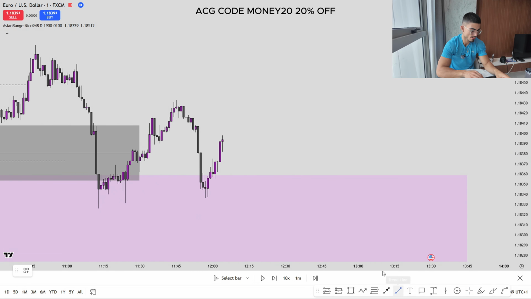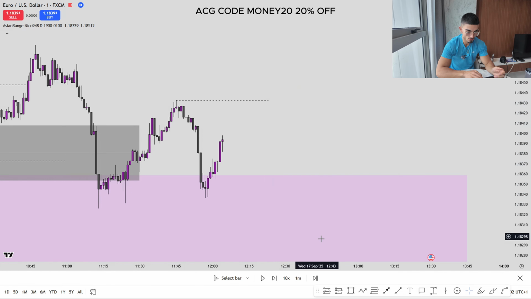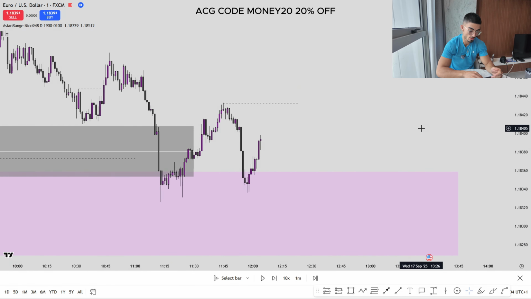but the change of character for this position, and this is kind of where it does get tricky, would have been up here, but I didn't really want to wait for that to happen, because as you can see, if I had waited for this, my stop loss would have been quite big. So I did what's known as, you can call it a risky entry.